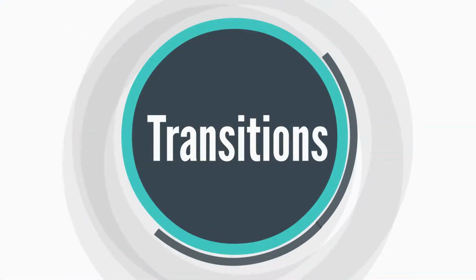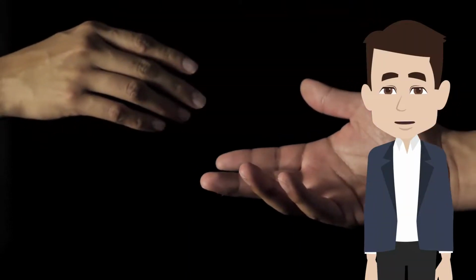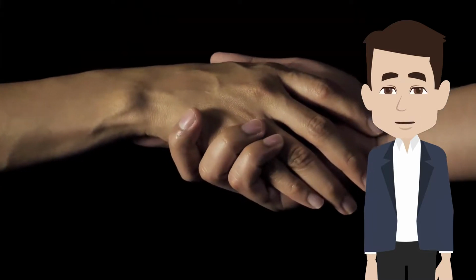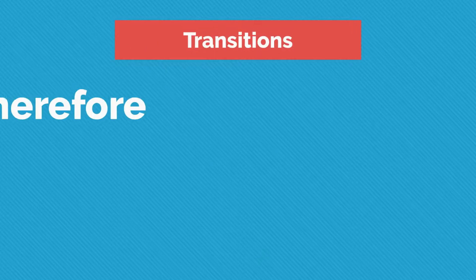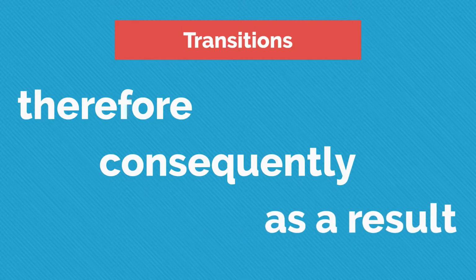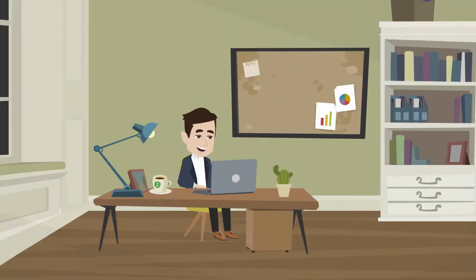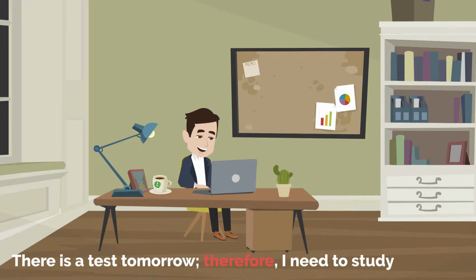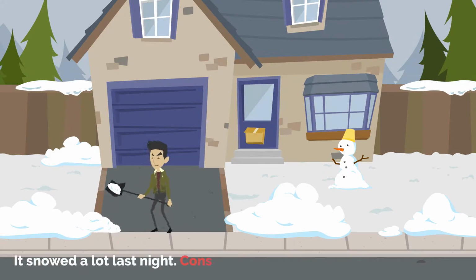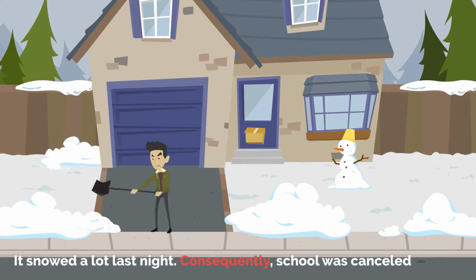Transitions. Linking words can be used in transitions to express effect. When doing so, you are joining two complete sentences together. The most important ones are therefore, consequently, and as a result. For example, there is a test tomorrow. Therefore, I need to study tonight. It snowed a lot last night. Consequently, school was canceled today.